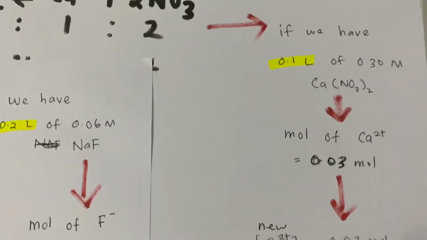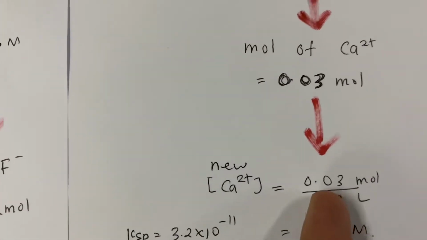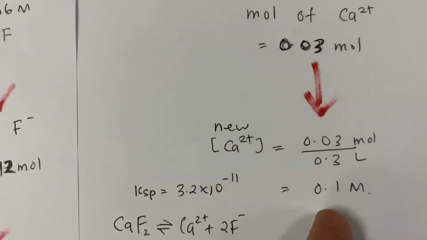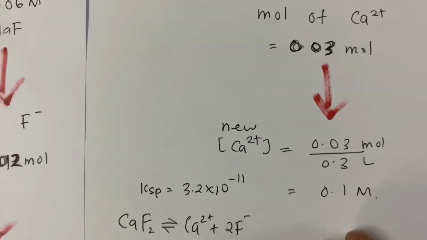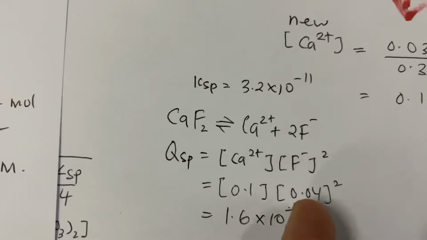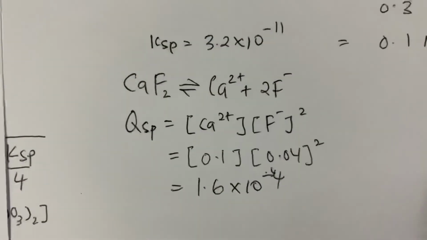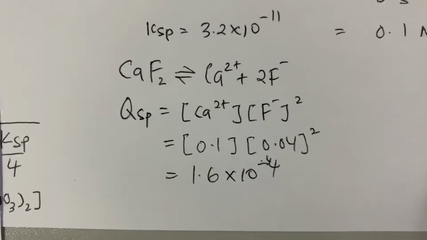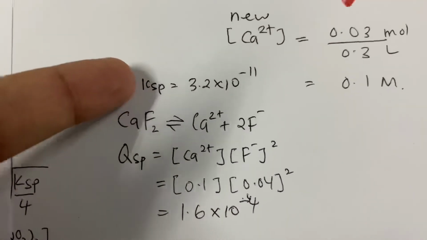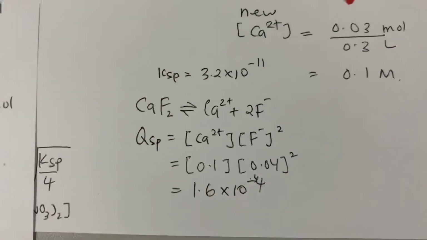Okay, 0.03 mole. Next, you need to calculate the concentration for calcium. So 0.03 mole divided by the total volume just now, 0.3 liter, you will get 0.1 molar. And then directly put it in the Qsp expression, 0.1 times 0.04 to the power of 2, you calculate it. This is the final answer that you will get, 1.6 times 10 to the power of -4. And then if you compare Qsp with Ksp, you can deduce that Qsp is larger than Ksp.